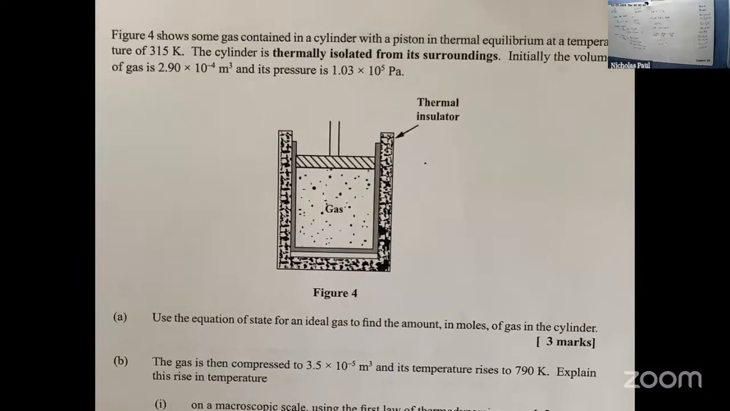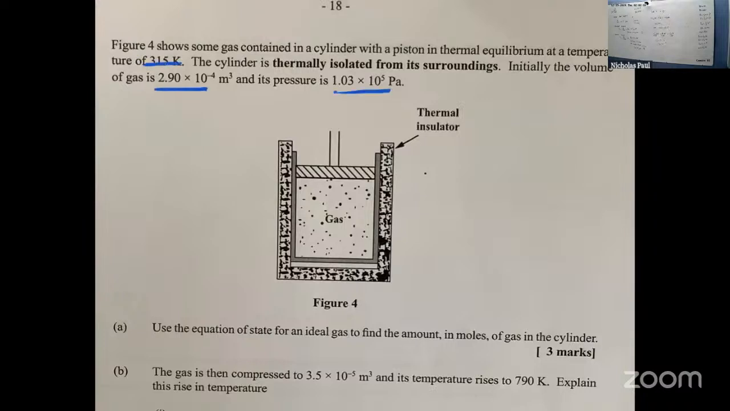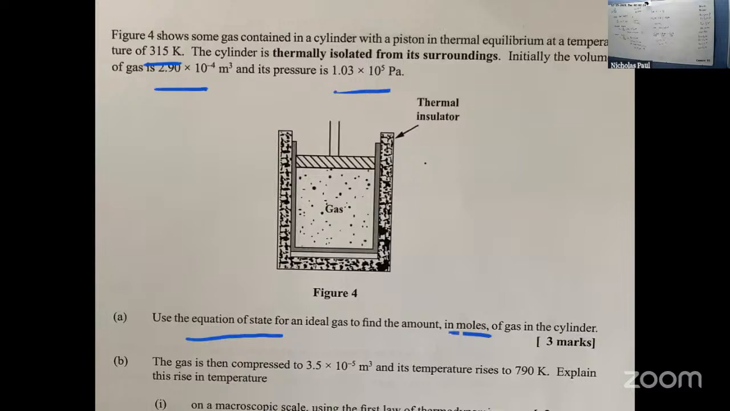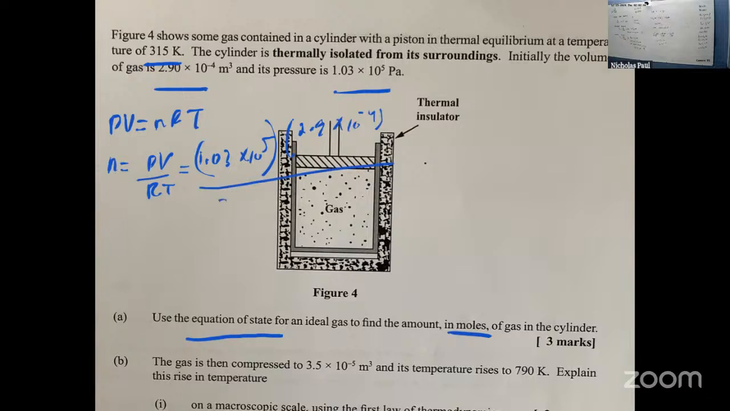So they gave us temperature, volume, and pressure, and they asked us to state the ideal gas law and find the moles. So PV is equal to nRT. So n is equal to PV over RT. Pressure is equal to 1.03 by 10 to the 5. The volume is equal to 2.9 by 10 to the minus 4. R is 8.31. And the temperature in Kelvin. How much did you get for the number of moles? 114. Anybody else got that?